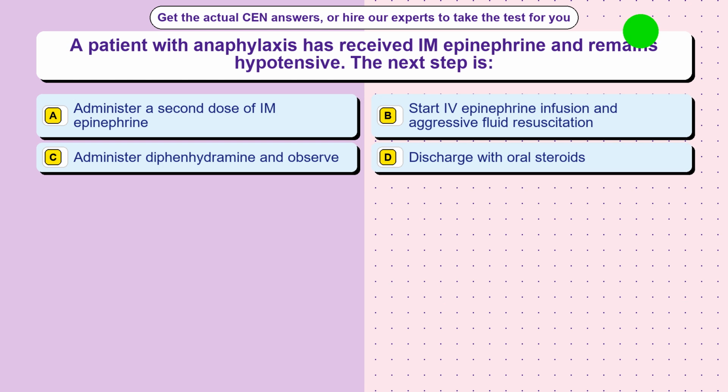Question 97. A patient with anaphylaxis has received IM epinephrine and remains hypotensive. The next step is: Option A, administer a second dose of IM epinephrine. Option B, start IV epinephrine infusion and aggressive fluid resuscitation. Option C, administer diphenhydramine and observe. Option D, discharge with oral steroids.